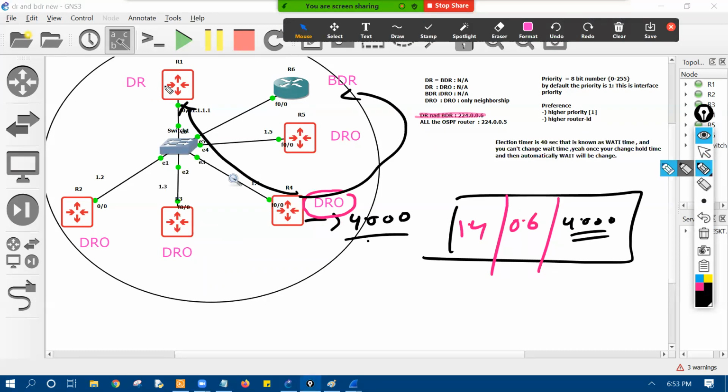Once R1 receives this information, what is R1 going to do? It will change the source to 101 and flood this information to whom? .5. Is it?